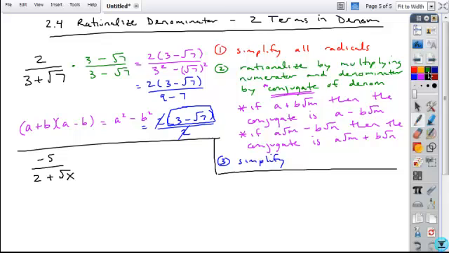All right, so let's talk through the steps here. So simplify the radicals first. There's nothing you can simplify here, so you go on to the second step. Rationalize by multiplying the numerator and denominator by the conjugate of the denominator.